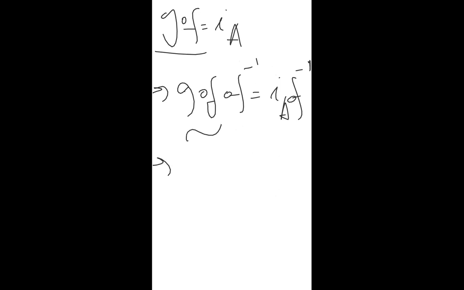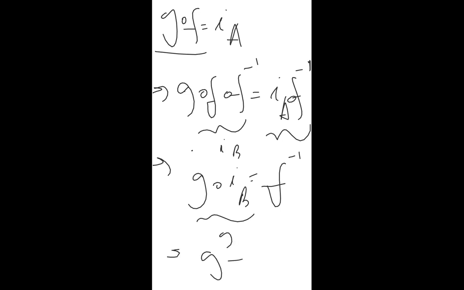So the next thing is we do the composite of this function with the inverse function, and then this is equal to the identity and the composite with the inverse function. And since this is the identity on B, this would be the composite of G and the identity on B, and this would be just F inverse, and this would still be G. So then we have proved that G is equal to the inverse.